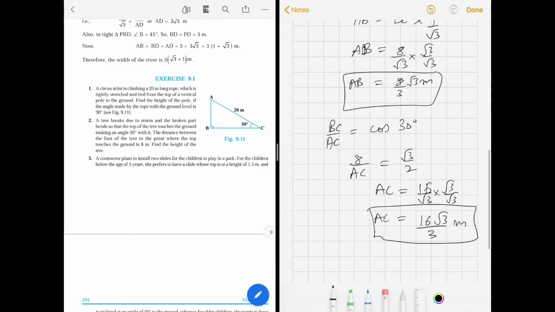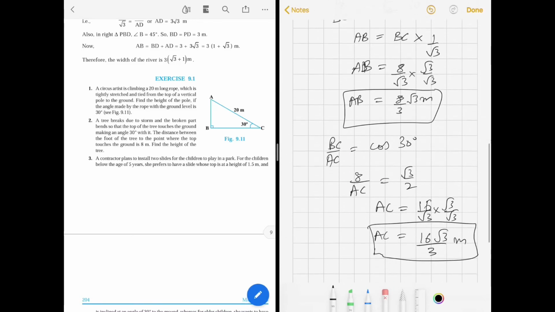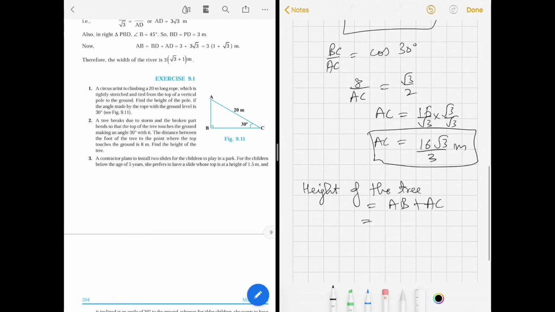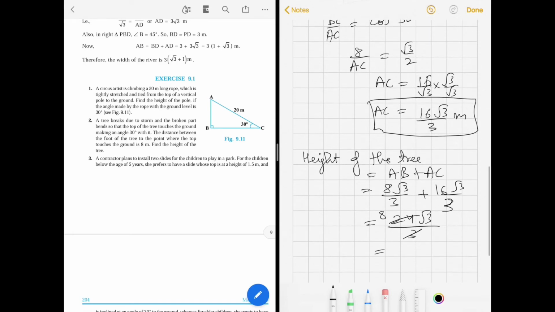What would be the height of the tree? That would be AC plus AB. So the height of the tree is AB plus AC, that gives me 8 root 3 upon 3 plus 16 root 3 upon 3. LCM is 3. 16 plus 8, that is 24. So 24 root 3 upon 3, I can cut 3 eights are 24. So the answer comes out to be 8 root 3 meters. Okay, I hope this is clear.